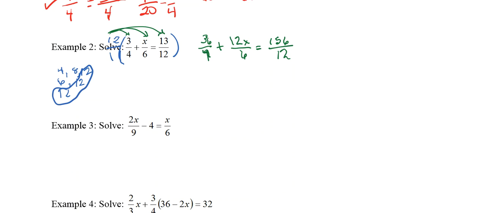So now I'm going to look at them as individual pieces, and I'm going to do 36 divided by 4, and I get 9. 12 divided by 6, and I get 2. 156 divided by 12 gives me 13. So I was able to eliminate the bottoms or the denominators in such a way that I now have just a line. So I'm going to go ahead and just do my regular algebra.